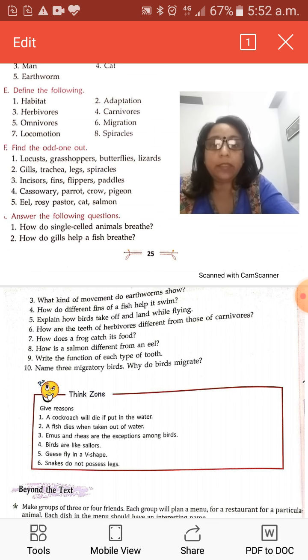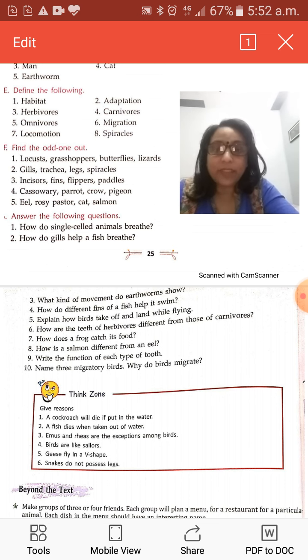Clear? Next is gills, trachea, legs, spiracles. Which is the odd one out? Yes, legs, because with the help of legs we move from one place to another. This is the locomotory organ, and spiracles, trachea, gills, they help in breathing.